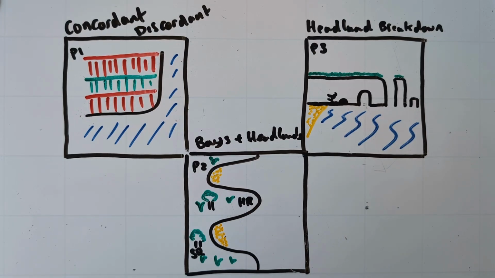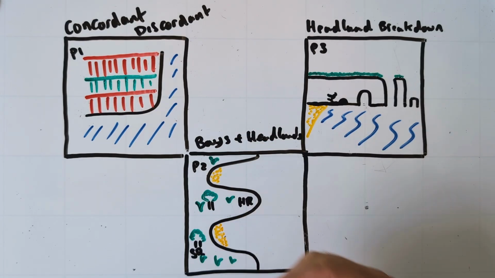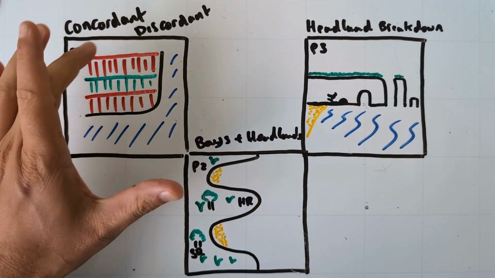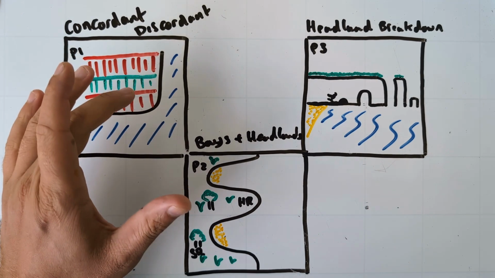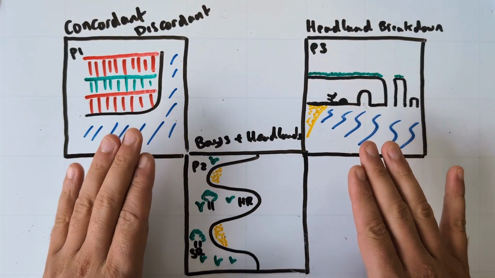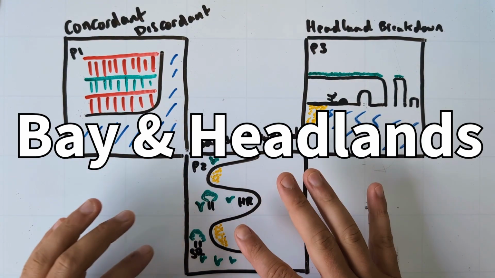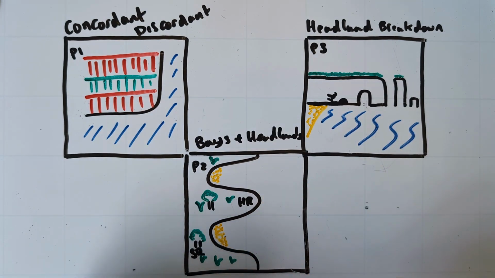Okay, so let's try and tackle bays and headlands. I've decided to break this video down into 3 parts. First part will be looking at concordant and discordant coastlines and how they alternate between hard and soft rock. Then, once we understand that, we can understand the formation of bays and headlands, headlands that protrude into our coastline, and the bays and beaches that form in between.